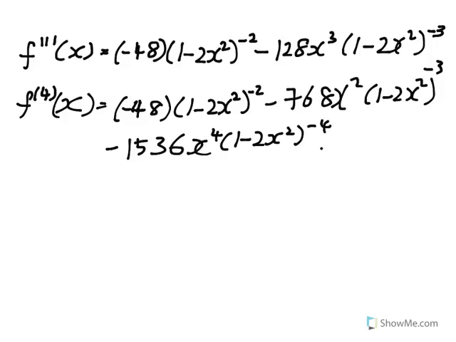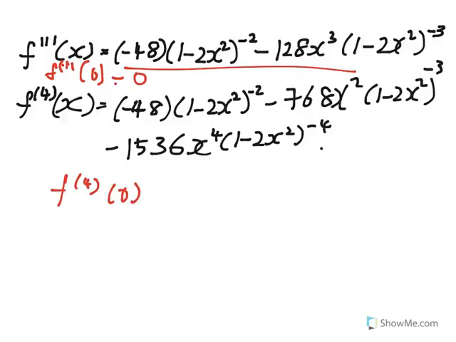Okay, what about f triple prime? F triple prime is going to give me 0 again. Okay, so this whole thing, f triple prime 0 is going to give me 0. f of 4, 0 is going to be negative 48. Now you can verify this for yourself. Just substitute 0 into this expression.